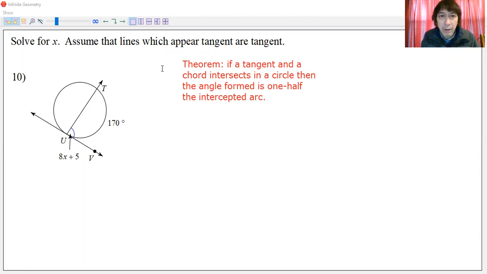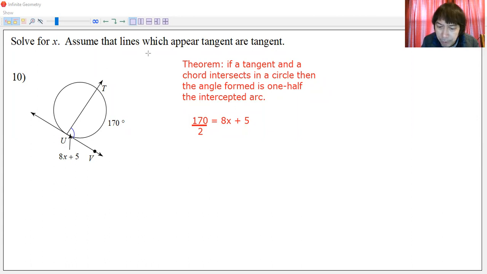All right, we have here 170, the arc, divided by 2. So 170 divided by 2 must be equal to the angle expressed as 8x plus 5, like this. This will have an equal sign there. Just for clarification, 170 divided by 2 is the arc intercepted by the angle 8x plus 5, and we're after x here. Solve for x only.